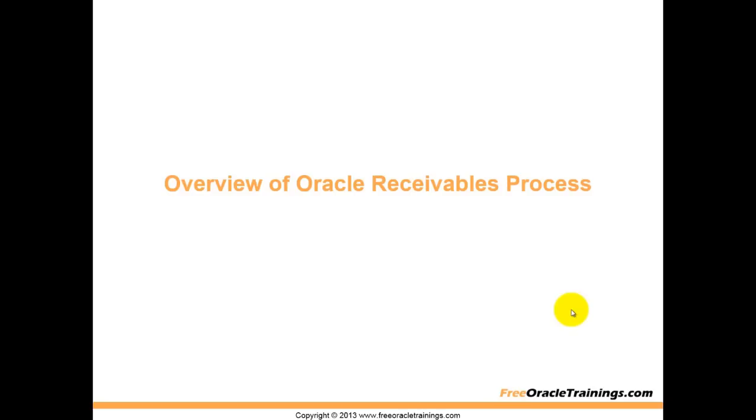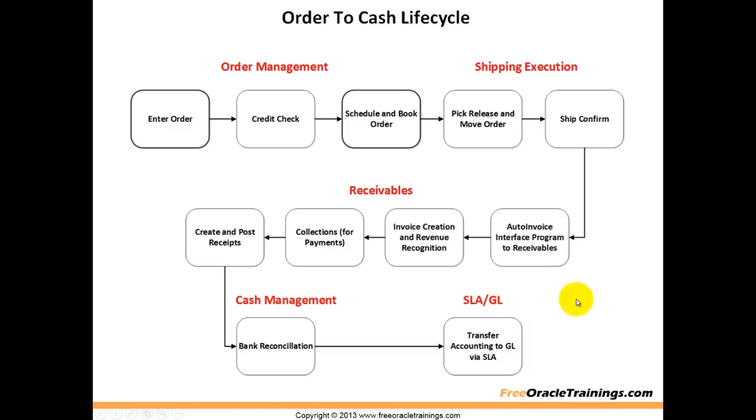Overview of Oracle receivable process. As we understood in the order to cash lifecycle, basically receivables process starts when the process in order management ends. So that's the cycle that we discussed. As you could see, the whole of order management starts with order processing, booking, picking, and shipping, and finally the invoice gets interfaced to receivables.